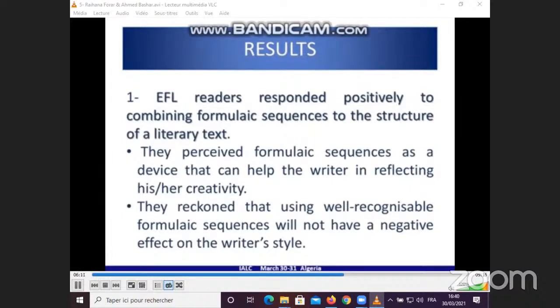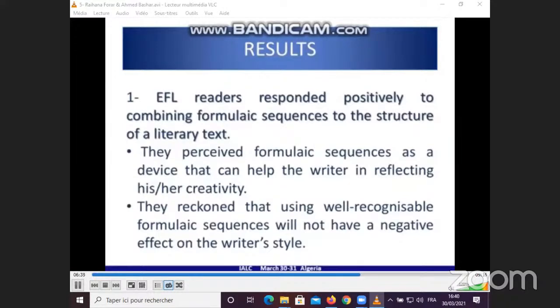The first one is that EFL readers responded positively to combining formulaic sequences with the structure of a literary text. First, 54.7% of the respondents agreed on formulaic sequences as a device that can help the writer to reflect his or her creativity and to turn his or her style into an impressive one for the reader.